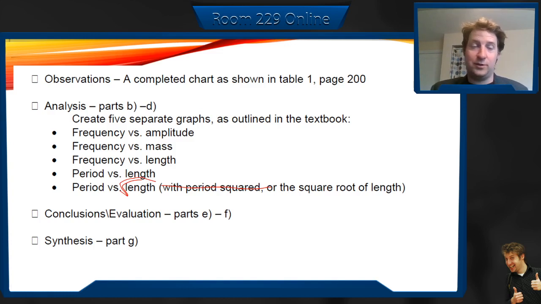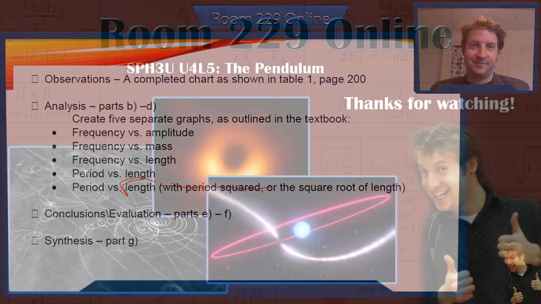Now it's important that you do this lab before you move on to lesson 6, which is resonance. It's very important that we figure out some of these relationships with frequency before we start looking at it. It's quite important. All right, so have fun and stay safe, and I'll be talking to you later.